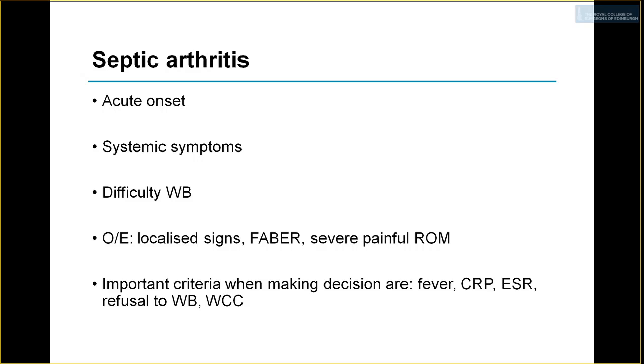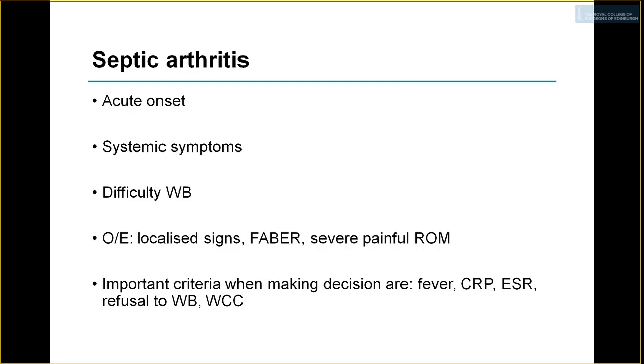Because it is the position where the capsule is least stretched naturally, and that would allow the capsule to accommodate the synovial effusion or the pus and the infective process within the joint. And they will have severe pain on hip movement. So if you try to move the joint, any passive movement, it will produce a lot of pain.